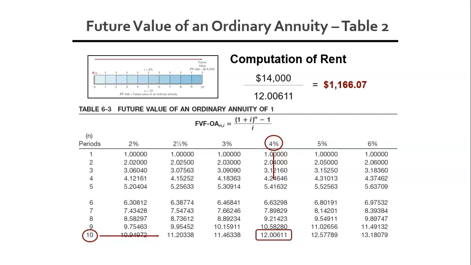You can always double check that. You can see if 1166.07 times the factor 12.00611 equals the 14,000.